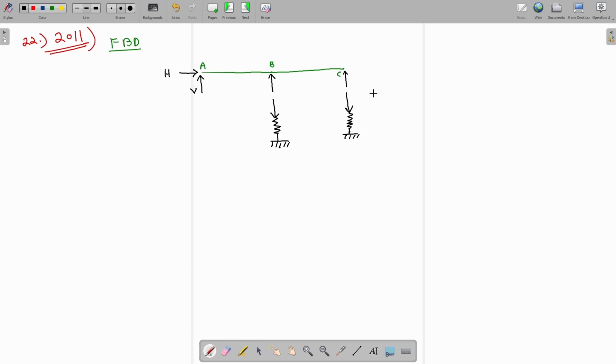This is the spring reaction. Now, we can say that the reaction is given as R1 is equal to K delta 1. Here it is given as R2 is equal to K delta 2. Here K is the spring constant.